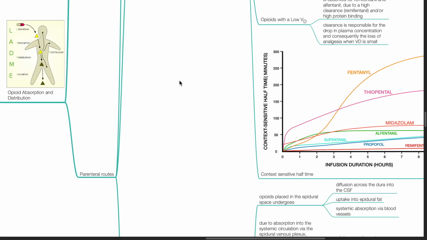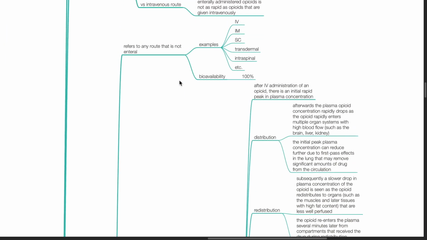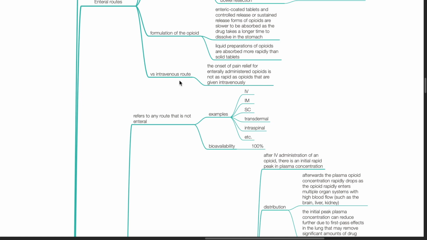Parenteral routes. This refers to any route that is not enteral. Examples include intravenous, IM, subcutaneous, transdermal, intraspinal, etc. Bioavailability is 100%.